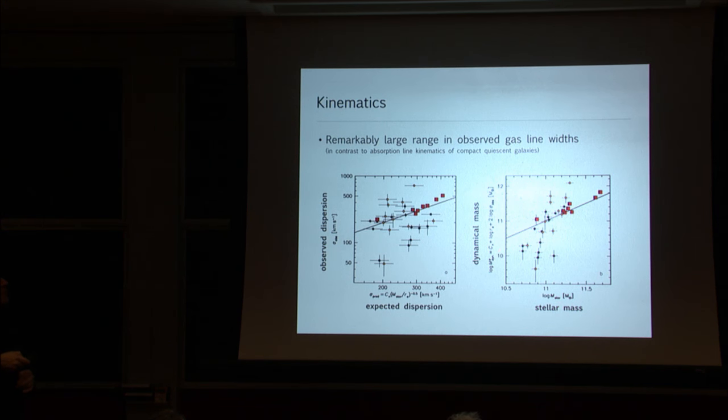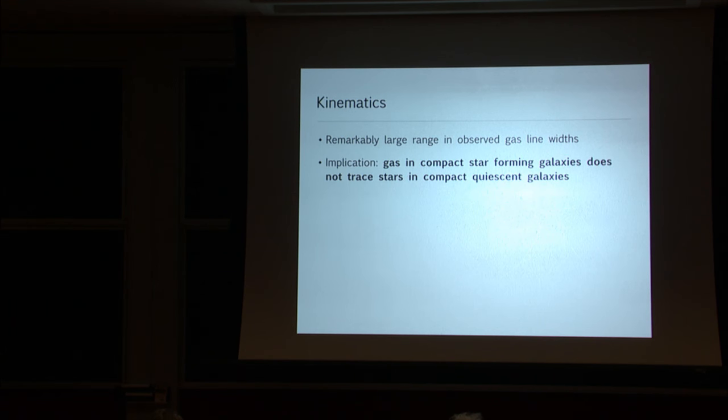And this is then the dynamical mass versus stellar mass. And you get apparent dynamical masses of below 10 to the 10, whereas they all should be around 10 to the 11. So problematic. And so the implication is that the gas in these compact star-forming galaxies does not trace the stars in the compact quiescent galaxies, if they're related at all. But that's what we're still assuming here. Well, we'll get to that. Thank you for giving away the punchline.